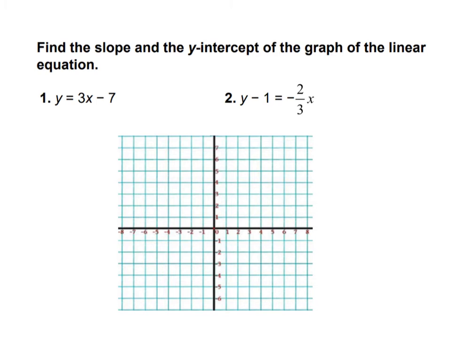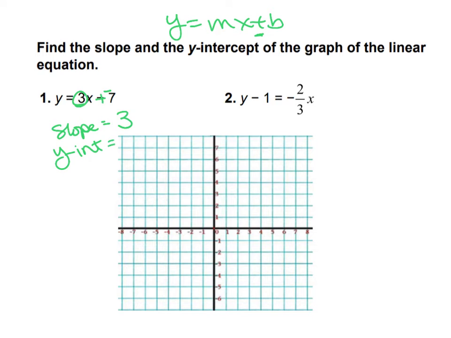Okay, let's do these again. We have 1 and 2. So our slope, we'll do number 1, is 3, because it's the one right before the x. Y equals mx plus b. Our y-intercept, because we're actually adding a -7, so our y-intercept is -7.